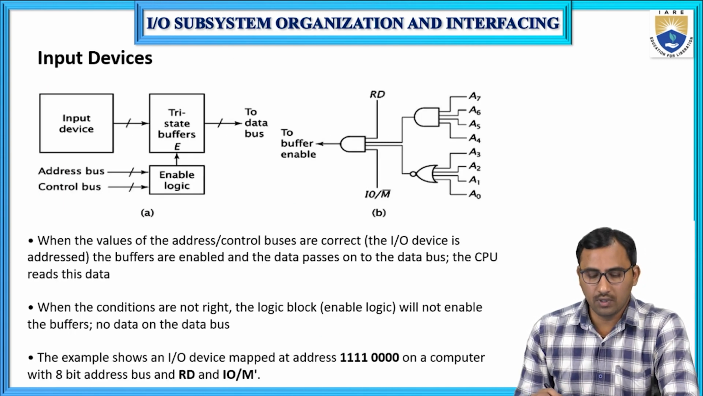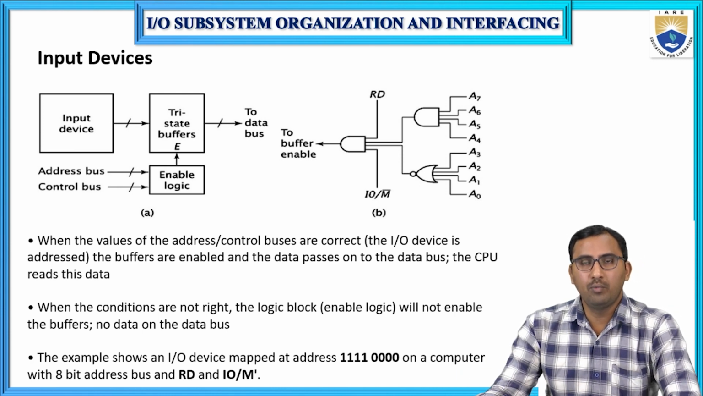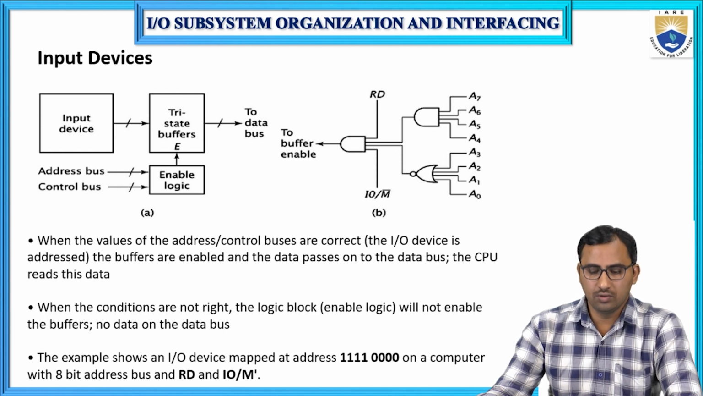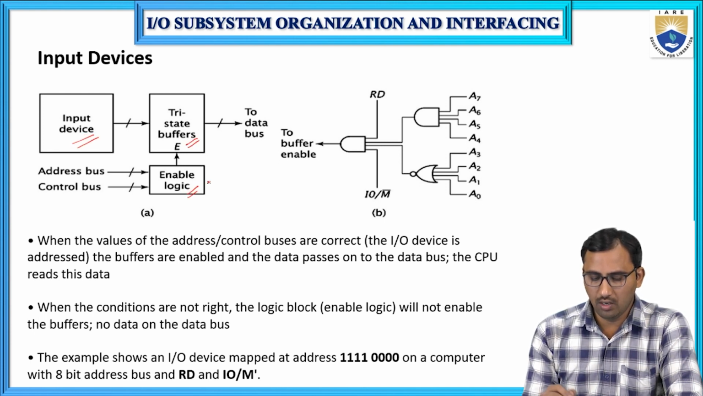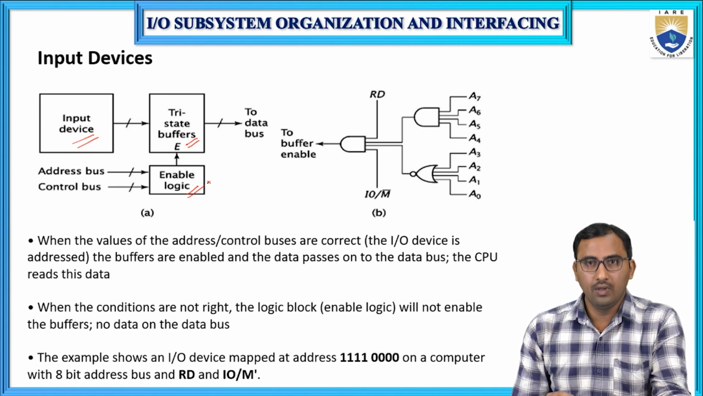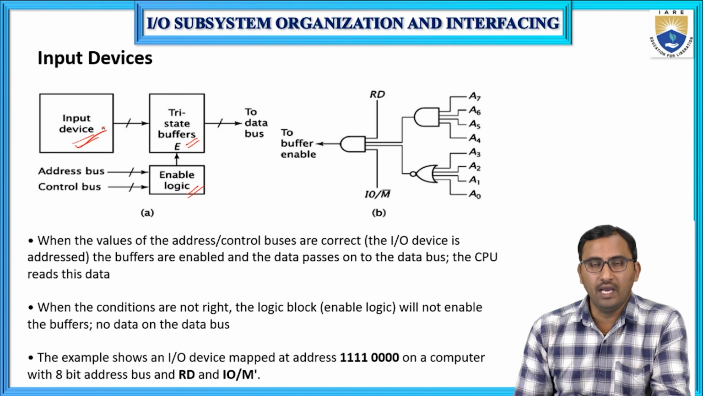And coming to the input devices, interfacing of the input devices with the computer or CPU. Here you can see the input device, the tri-state buffers and the enable logic. We have already seen the input device. Using the input device, we accept the data from the outside world. Then that input data we give to the CPU for further processing.